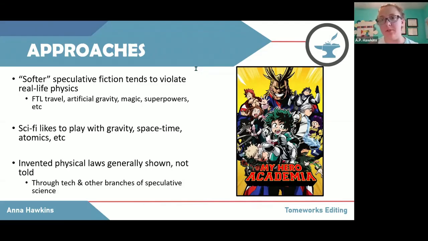So a lot of times when you're writing softer science fiction, you're dealing with physics or with violations of the laws of physics, even if you're not really thinking about physics a lot while you're writing it. Sci-fi likes to play with gravity, space-time, atomics, time dilation. All of those things have to do with the laws of physics in the real world, or maybe in an invented world that has slightly different laws of physics than we do.